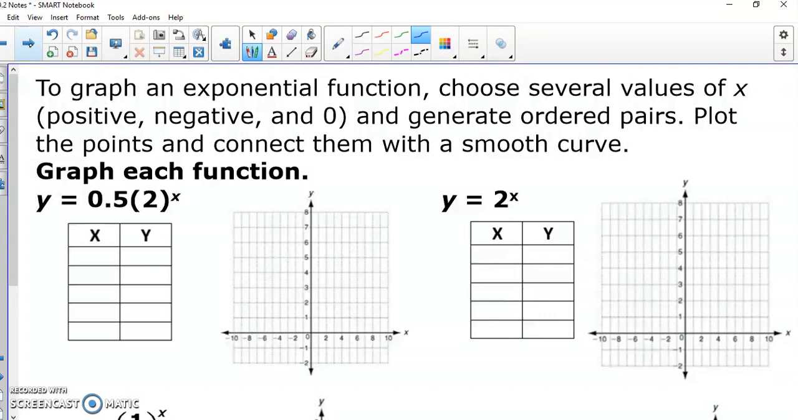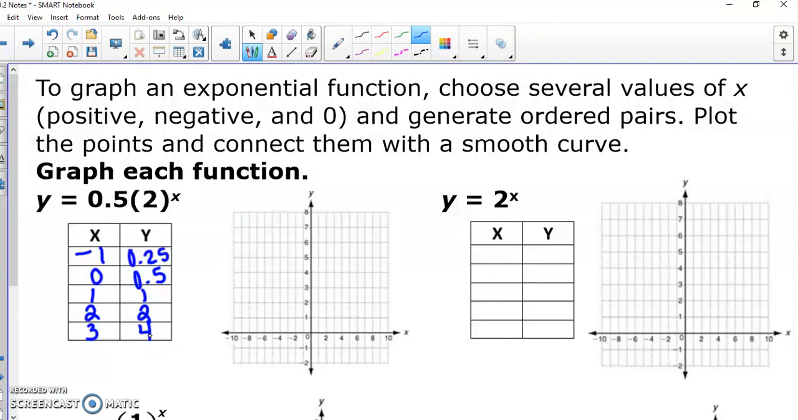So I'm going to pick some negative points. I'm going to do -1. I'm going to do 0. I always want to do that one. And then I want to do 1 or 2 positives as well. So I'm just going to go -1, 0, 1, 2, 3 for this one. Then all I need to do is plug in -1 for x here. So into my calculator, I'm going to type 0.5 times 2 to the power of -1, and I get 0.25. I'm going to do the same thing with 0, plug that in for x, punch it in my calculator, and I get 0.5. Here I get 1, here I get 2, and here I get 4.